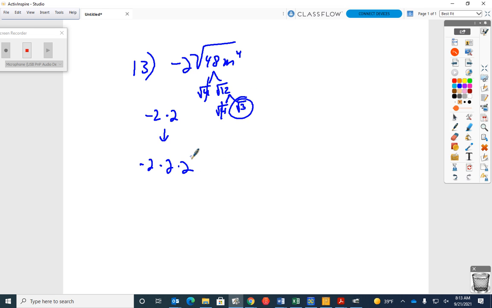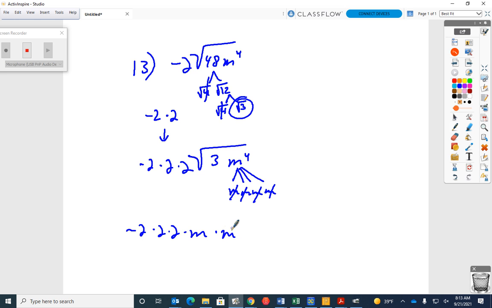This and m to the what? Which means m times m times m times m, right? Every time I have 2 m's, what goes outside? 1 m, right? So that's gone, that's gone. I have negative 2 times 2 times 2 times m, but I have another 2m, so that goes outside, right? And what's left inside that radical?